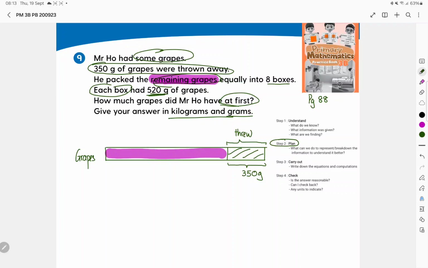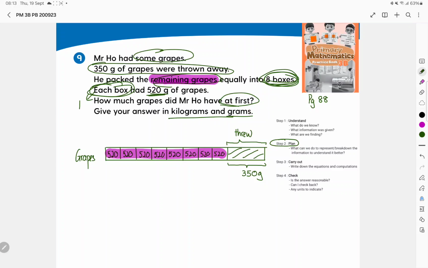So what did he do with these remaining grapes? He packed them into 8 boxes. So whatever is left, we group into 8 equal groups. These 8 groups, in this case 8 boxes, each means one box at 520. So this is 520, this is 520 as well. All the 8 boxes, each of them would have 520 grams of grapes.